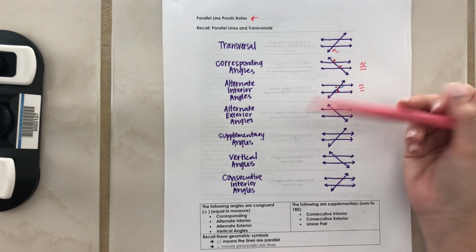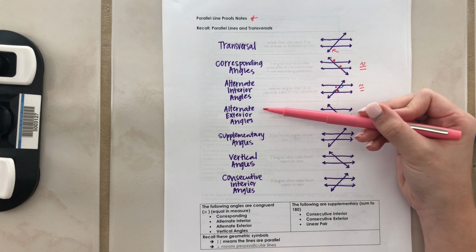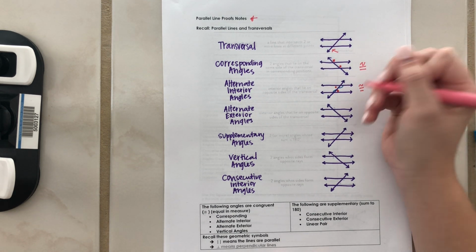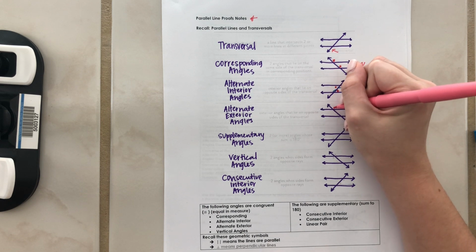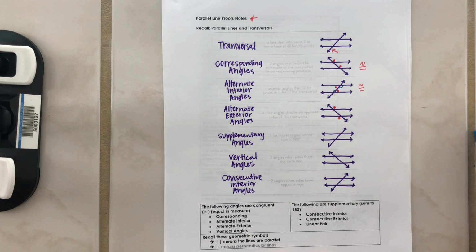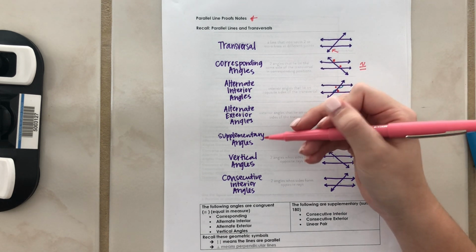Alternate exterior: the alternate is telling us it's on opposite sides of the transversal. Exterior means they are outside of the parallel lines, so we have this angle and this angle to be alternate exterior. They are also congruent.